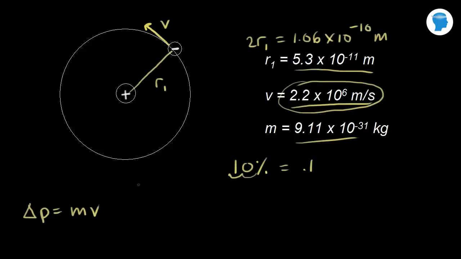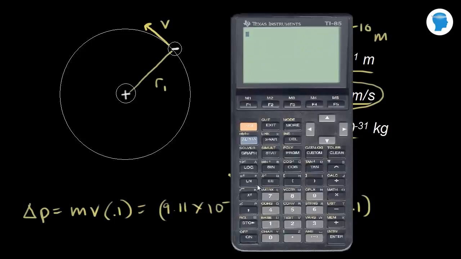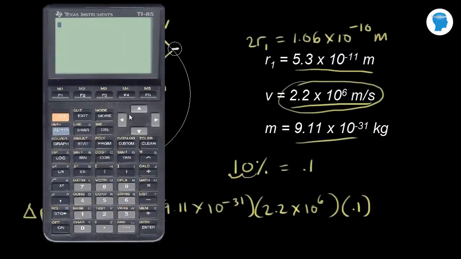If there's a 10% uncertainty associated with the velocity, we need to multiply this by 0.1. So let's go ahead and do that. We would have the mass of the electron, which is 9.11 times 10 to the negative 31st. The velocity of the electron is 2.2 times 10 to the 6th, and we know that with 10% uncertainty, so we need to multiply all of that by 0.1. So let's go ahead and do that. We're going to multiply all those things together.